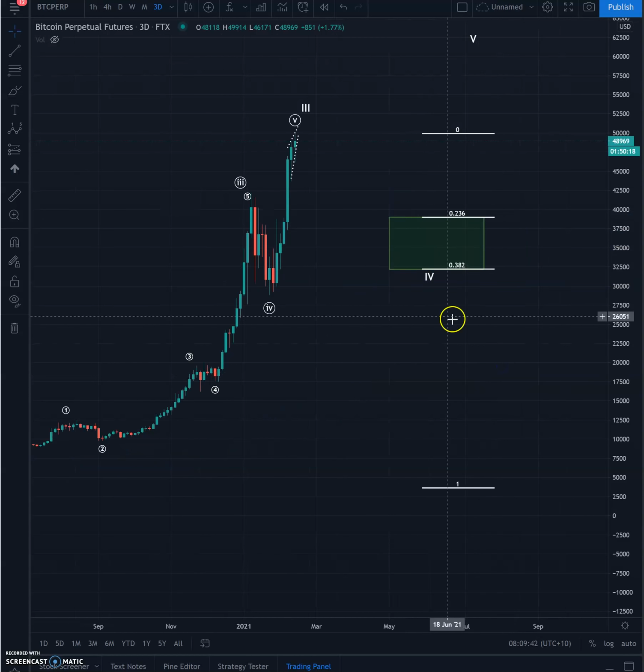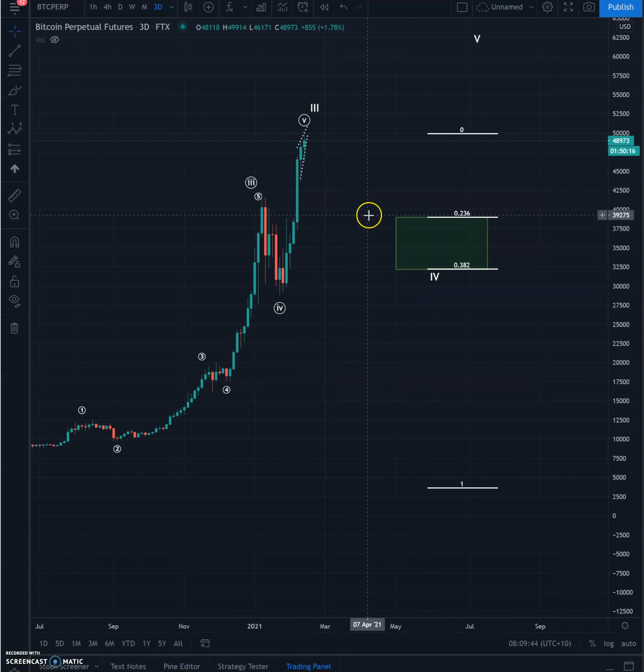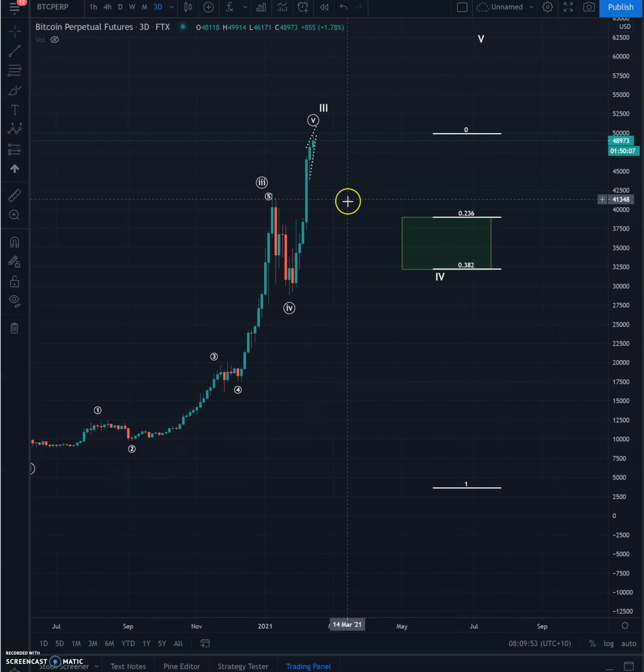So this is kind of where I'm expecting the pullback to be for Bitcoin, where I'm expecting us to pull back to anywhere between 39k and 32,270. That's where I'd be interested in buying Bitcoin again. Obviously, we're still long here. We keep trailing stops up. Our target is at 50k basically.